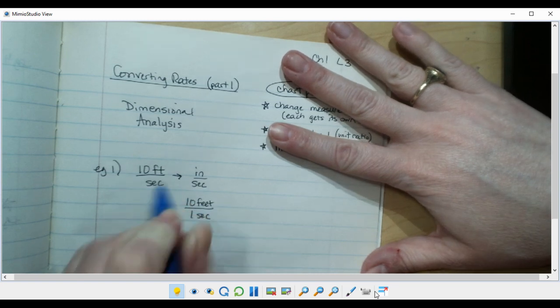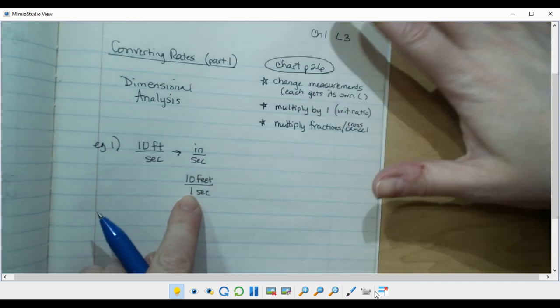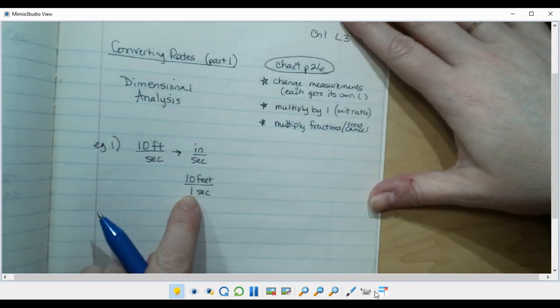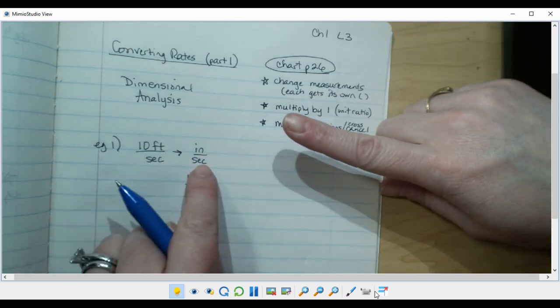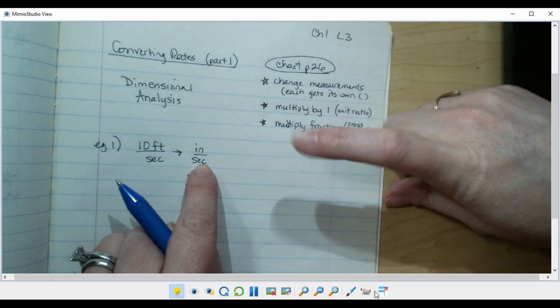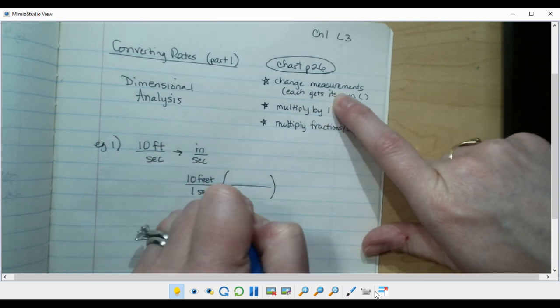Anyway, so we're going to start with the original, 10 feet in 1 second. I'm adding the 1 in there because I think it's going to make it more obvious as a fraction. Let's see how many changes we're making. We're switching from feet to inches. That's 1 change. Our seconds will stay seconds. So since I'm making 1 change, we're going to make 1 giant set of parentheses.